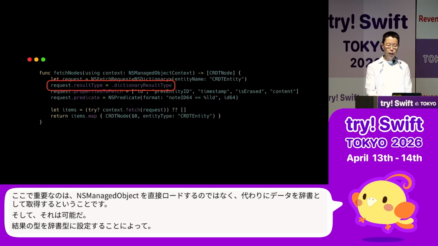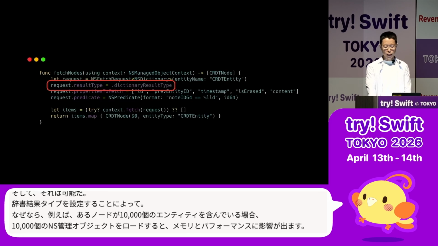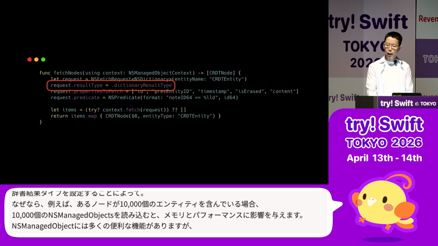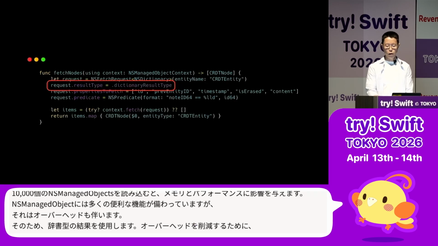Because if a node contains 10,000 entities, for example, loading 10,000 NSManagedObject will affect memory and performance. While NSManagedObject comes with a lot of useful features, it also comes with overhead. So that's why we use dictionary result type in order to reduce the overhead. And this is actually one of the reasons why we chose Core Data over Swift Data, because Swift Data does not support this feature.